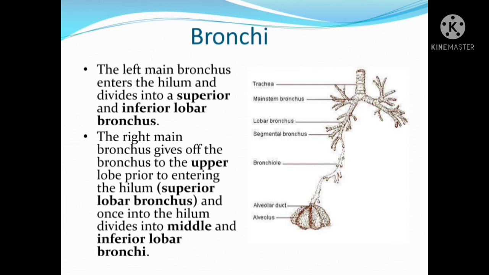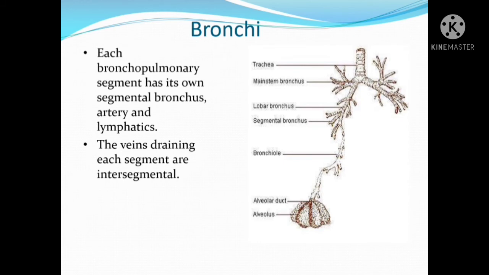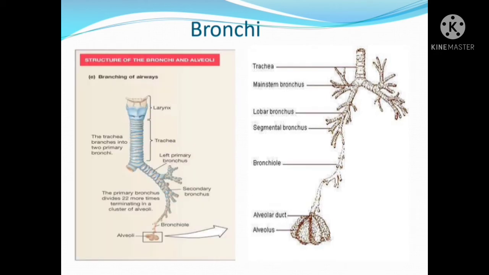Each lobar bronchus divides into tertiary bronchi, otherwise called segmental bronchi. Each segmental bronchus enters a bronchopulmonary segment. The bronchopulmonary segment is pyramidal in shape with its apex directed towards the hilum. Each bronchopulmonary segment has its own segmental bronchus, artery and lymphatics. The veins are in an intersegmental position. After the tertiary bronchus, it undergoes about 16 divisions and enters into the alveoli of the lung.